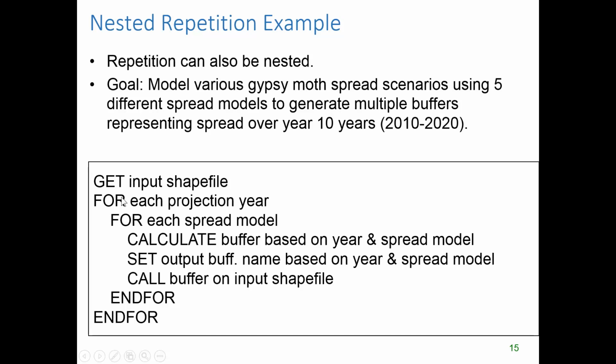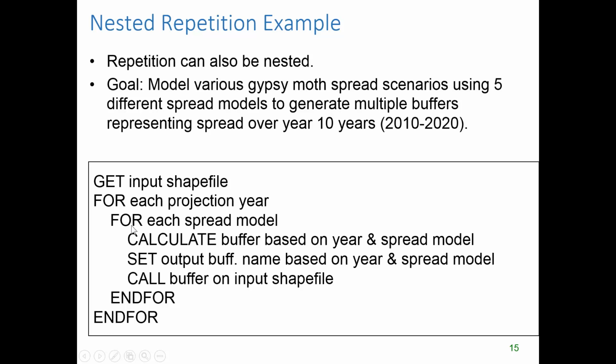First we get the input shapefile, then for each projection year we do a loop inside, a repetition for each of the 5 models. We calculate the buffer based on the year and spread model. Then we set an output name for the buffer so that we'll have a unique name based on both the year and the spread model, and call the buffer.